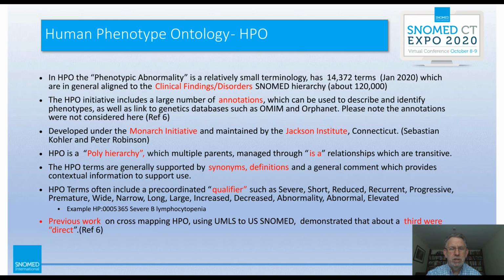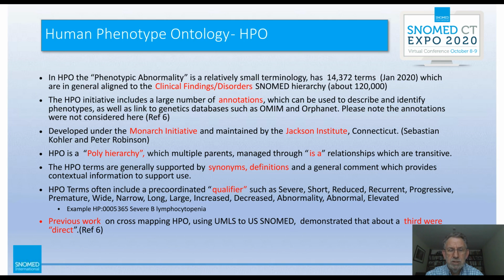Okay, let's have a look at HPO in more detail. The phenotype abnormality hierarchy is a relatively small terminology, just over 14,000 terms at the beginning of this year. But in general, as we say, they're aligned to the clinical findings and disorders SNOMED hierarchy, which has about 120,000 terms. The HPO also has a large number of annotations which can be used to describe and identify phenotypes, as well as links to the genetic databases OMIM and Orphanet. But we're not going to discuss those today, and they weren't part of the study.